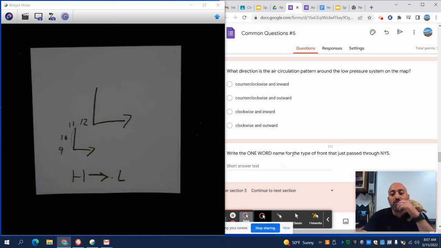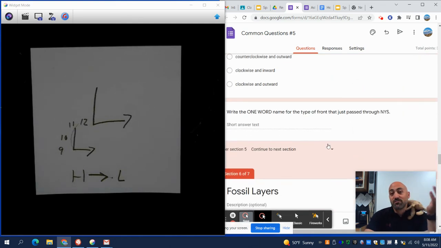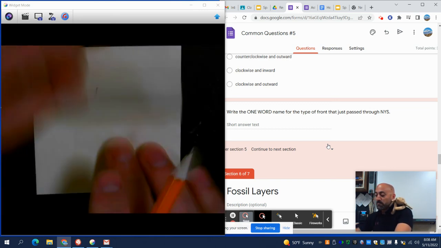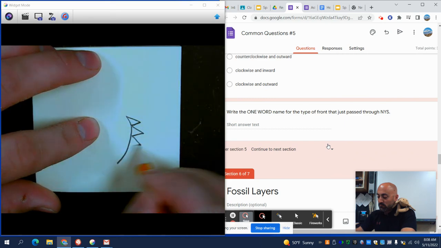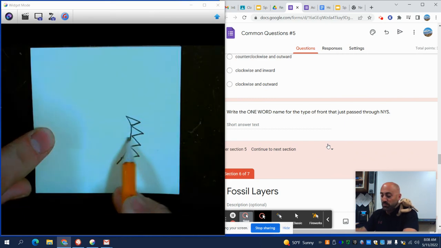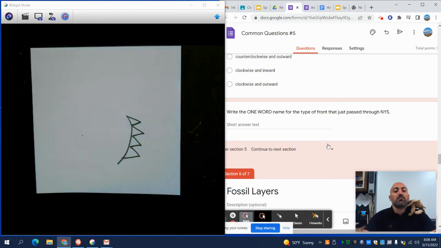The one-word name for the front that just passed through New York State, well, that hurts since we can't look at that image, but I remember the image. So there's just 4 types of fronts. You have to look it up. Warm, cold, occluded, or stationary. The one that just passed New York State. So just remember, if the front looks like this, the front used to be here, and it's moving the direction that those shapes point.